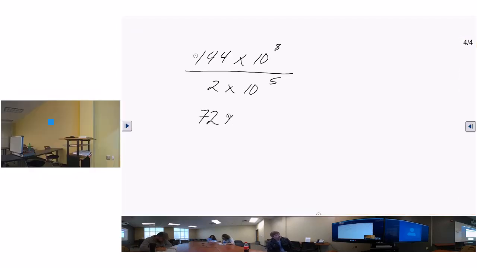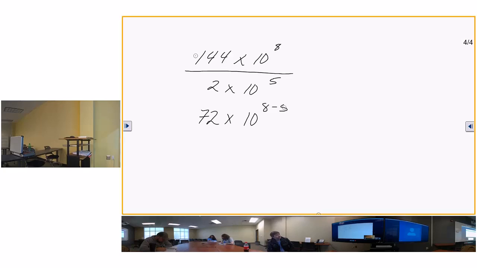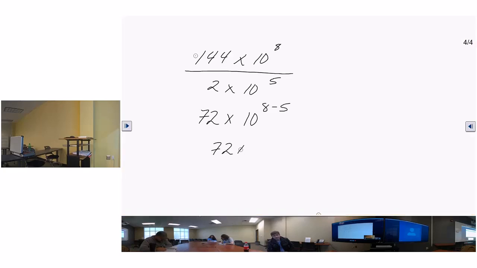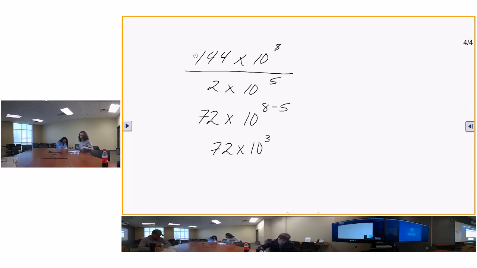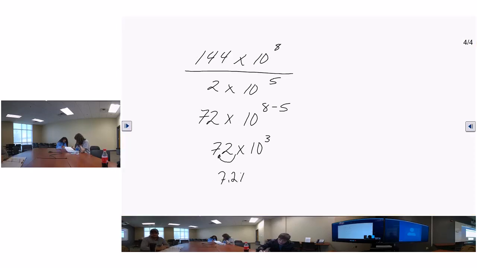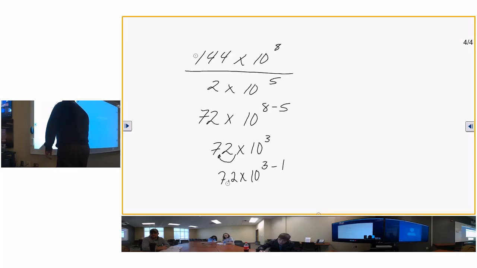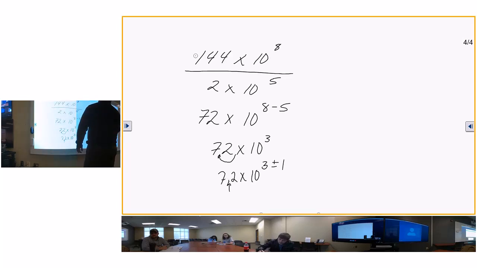72. Correct. Times 10 to the 8 minus 5. 72 times 10 to the third. Finish it. So, 7.2 times 10 to the 3.1. Move that to the right in my head to get it back the way it was. And that's 7.2 times 10 to the 4th power.